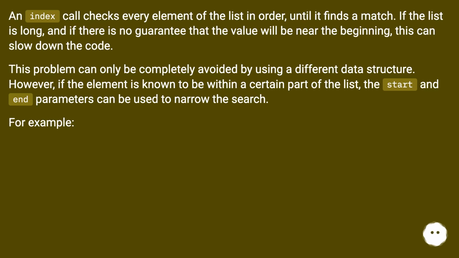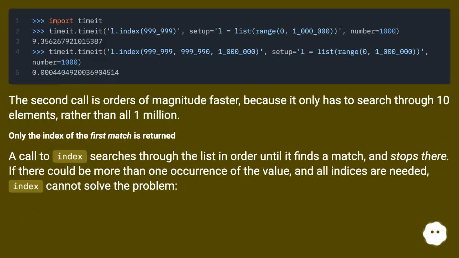For example, the second call is orders of magnitude faster because it only has to search through 10 elements rather than all 1 million. Only the index of the first match is returned.